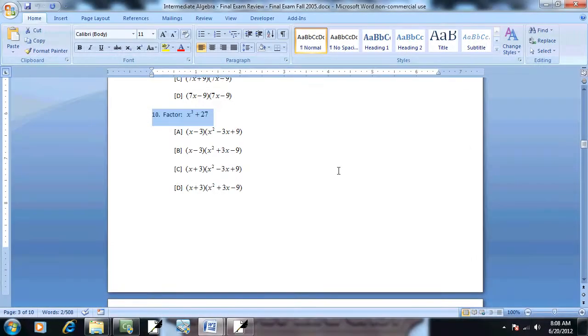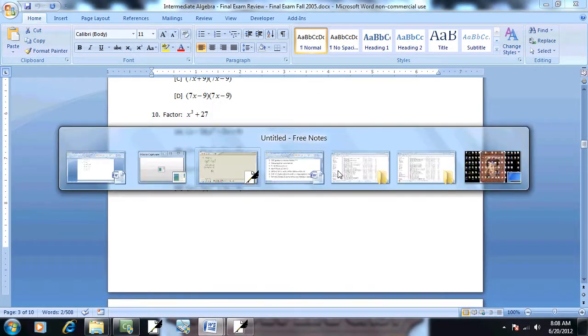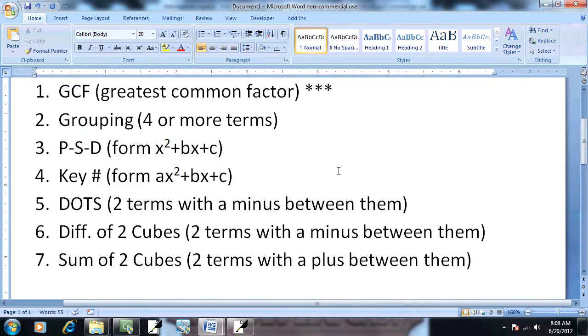Let's look at number 10. Another factoring one. So let's refresh our memory on the factoring techniques. First one is GCF. You always try to do this, see if they have something in common. Then, depending upon what it looks like, dictates which one you use. If it's 4 or more terms, use grouping.